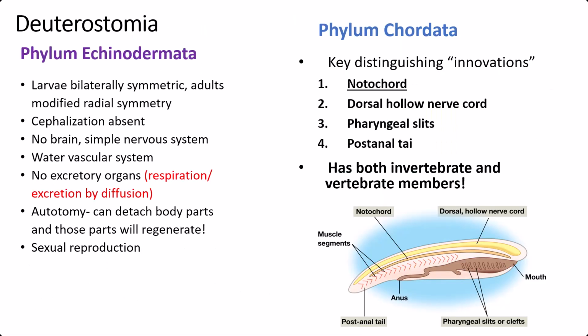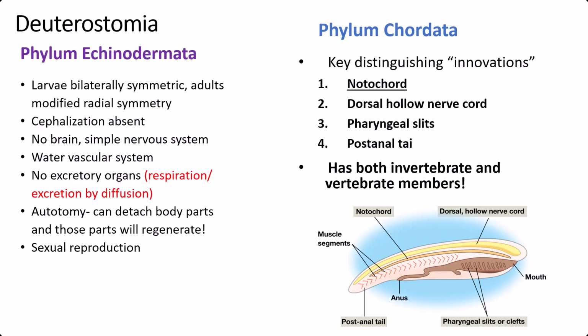So that brings us to the deuterostomes. Remember that blastopore becomes the anus in the deuterostomes. So that includes the phylum Echinodermata and the phylum Chordata. In Echinodermata, that's things like starfish and sea cucumbers. Echinodermata, their larvae are bilaterally symmetrical, but their adults have kind of a modified radial symmetry.